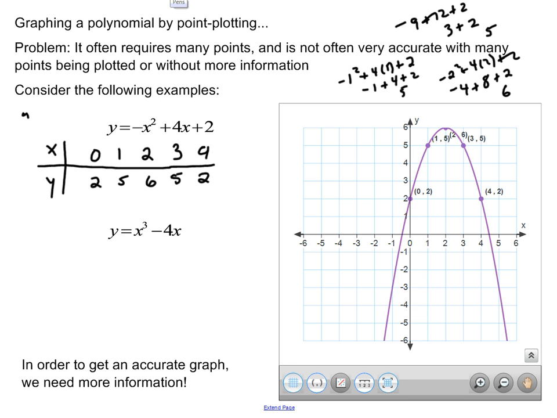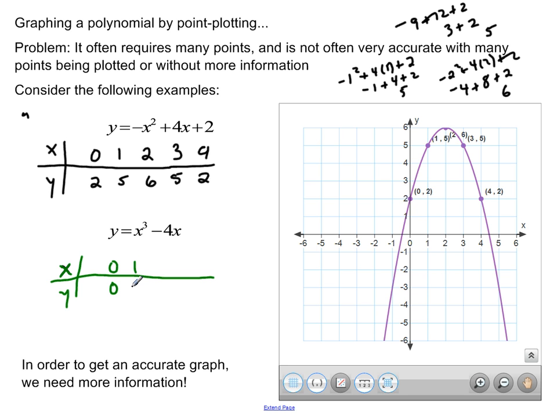And let me see if I can plot this one in a different color as well here. Let's just try this out briefly. Again, we'll do some quick substitutions here. Let's see. So x, y, and let's try the same trick. What if we said 0? Well, if we said 0, we're going to get 0. So we know this graph is going to pass through 0, 0.